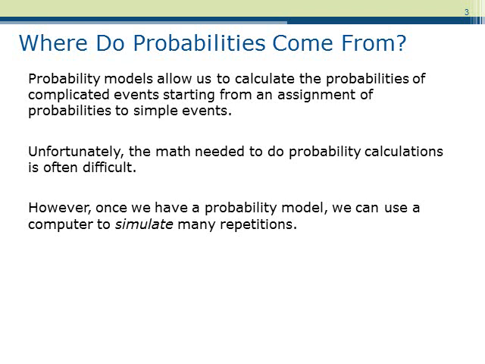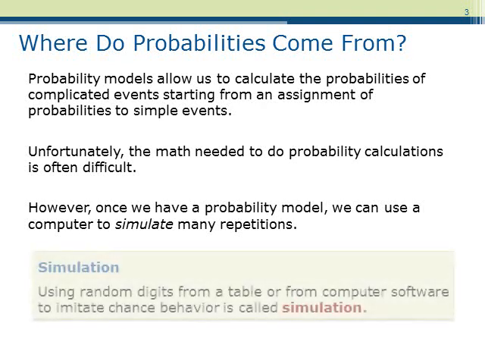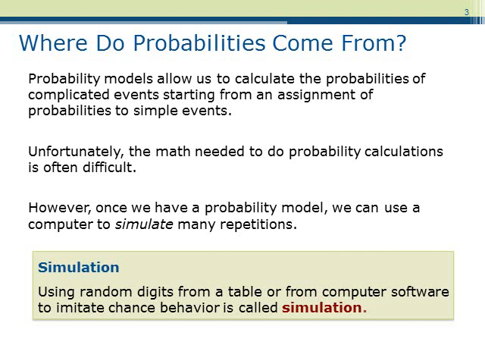Probability models allow us to calculate the probabilities of complicated events, starting from an assignment of probabilities to simple events. Unfortunately, the math needed to do probability calculations is often difficult. However, once we have a probability model, we can use a computer to simulate many repetitions. So let's give the definition of simulation. Using random digits from a table or from computer software to imitate chance behavior is called simulation.